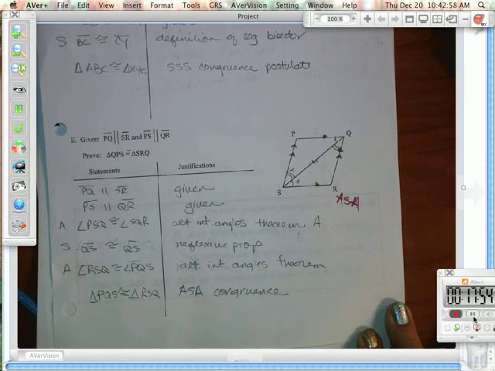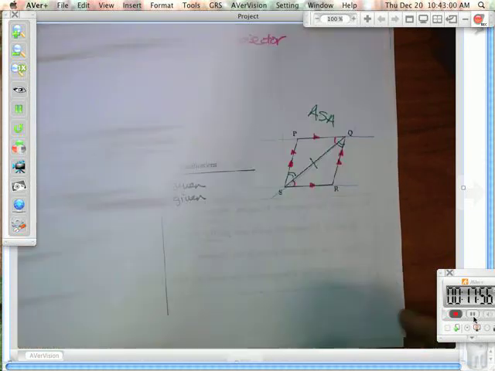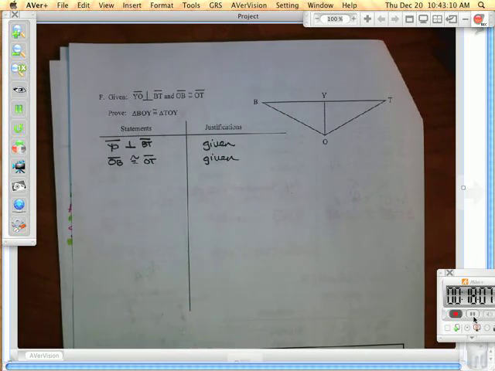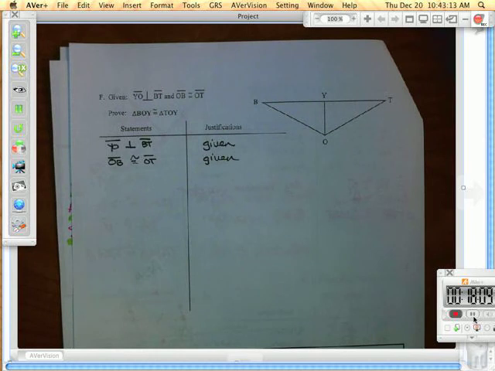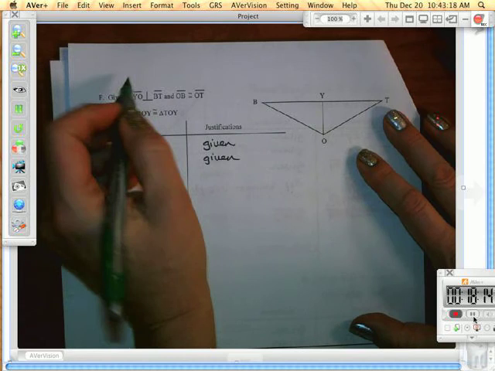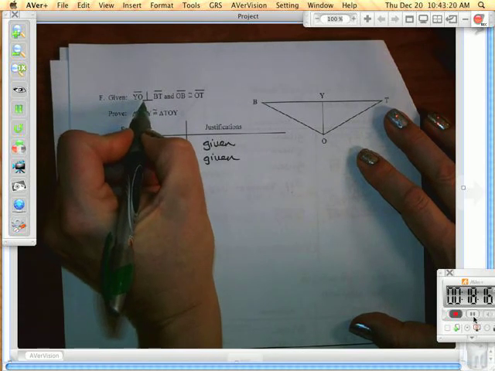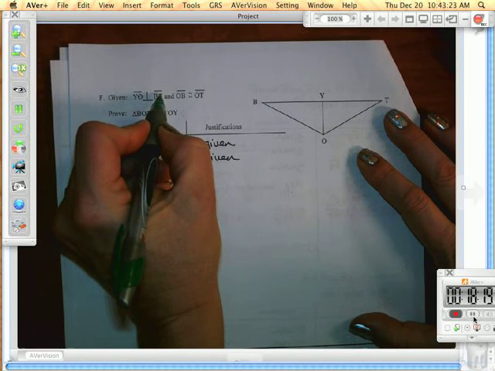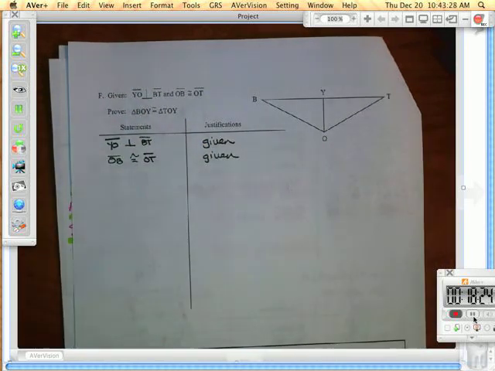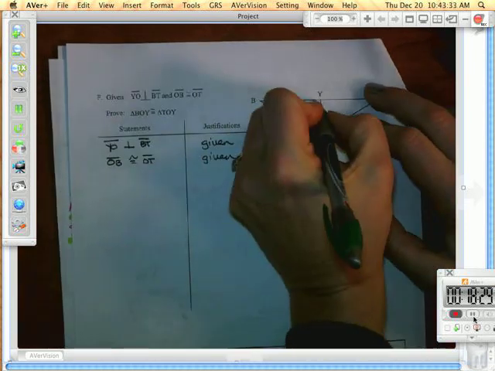All right, let's look at this last one I have here. We're going to mark this up. Let's see which postulate we would use. So, eyes up here. Stay with me. You guys have been great so far. Segment YO is perpendicular to segment BT. What do I know is formed with perpendicular lines? What is formed? 90-degree angle. Oh, so these are 90-degree angles.